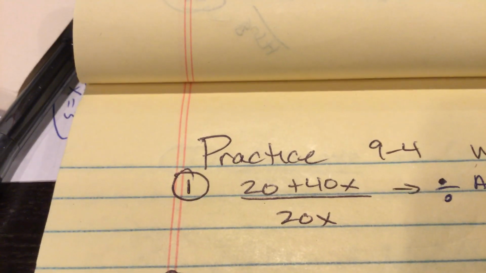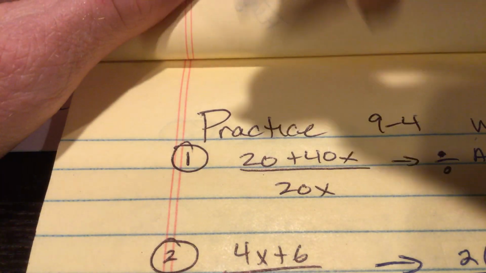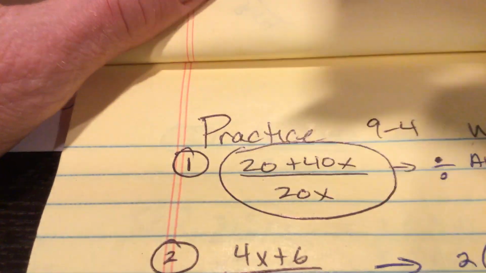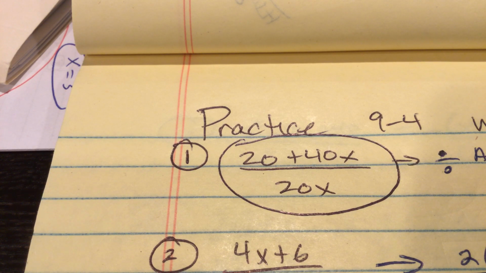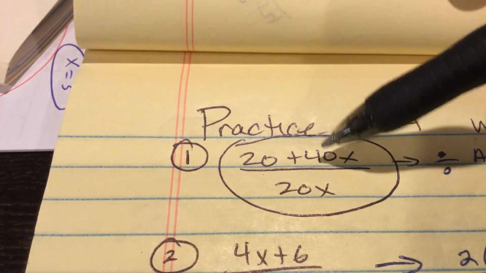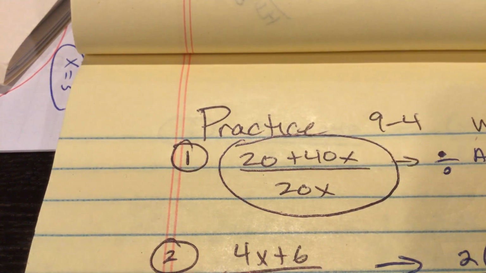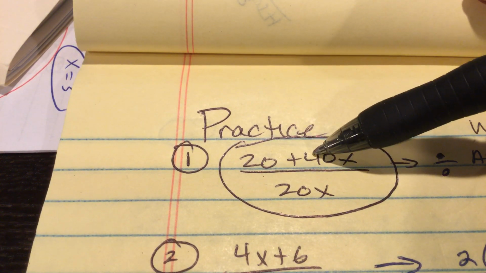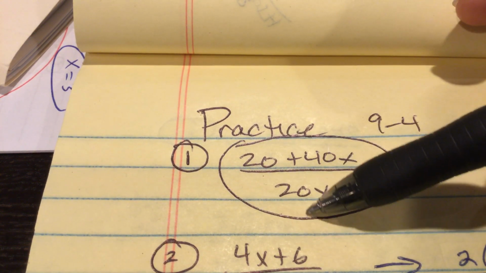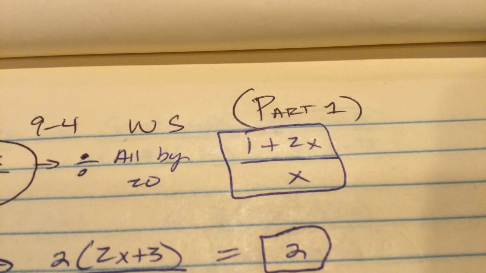Number 1. It is 20 plus 40x divided by 20x. Write that down. So how do we simplify this? A lot of times we're going to have to factor. You could factor out a 20 at the top, or notice that all 3 terms, 20, 40x, and 20x, you can all divide them by 20. Can't divide them all by x because this doesn't have an x. So divide everything by 20. 20 divided by 20 would be 1, plus 40 divided by 20 would be 2x. 20x divided by 20 would just be x. Divide everything by 20, and that is what you're left with.